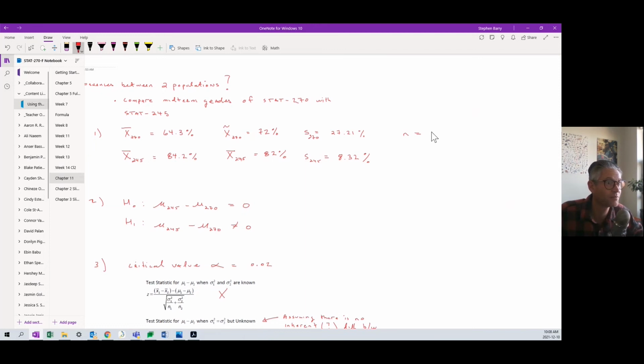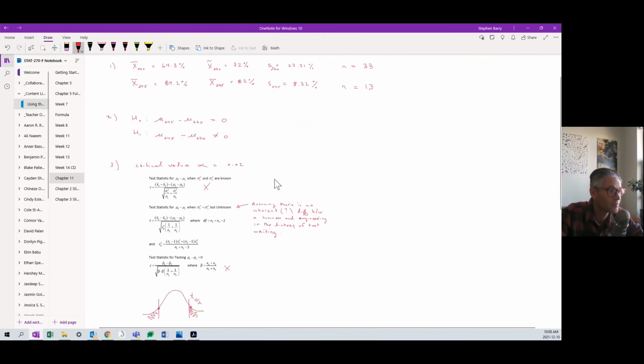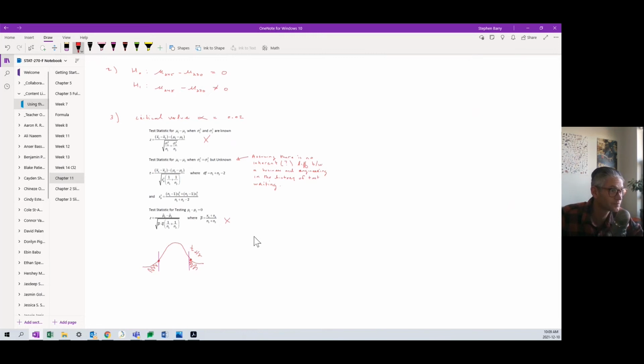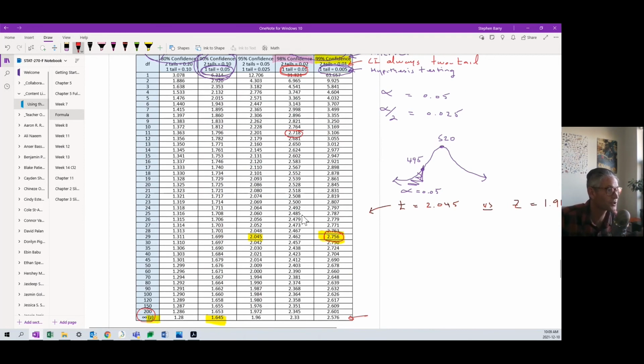At that midterm point, it was like 33. That's right. And then here I have 13, a difference in sample size. But my degrees of freedom, N1 plus N2 minus 2, so 33 plus 13 is 46 minus 2 is 44. The closest to 44, let's go with 45.